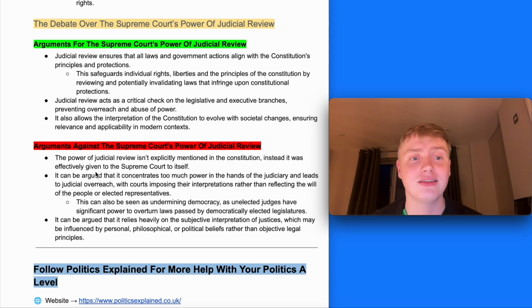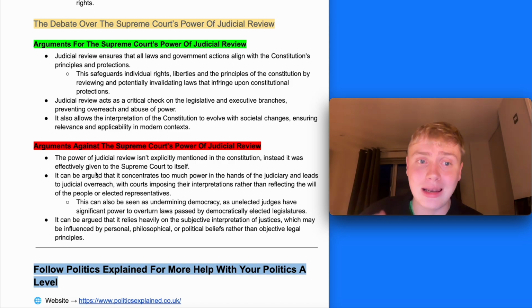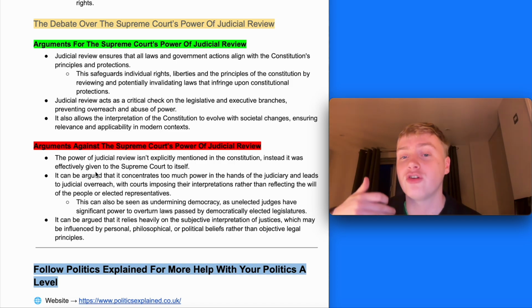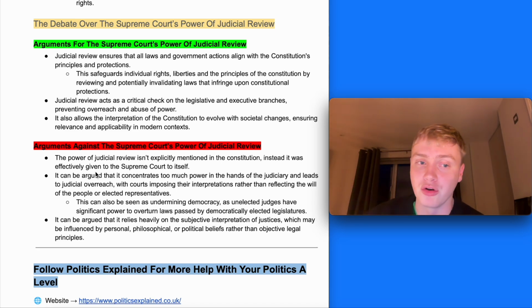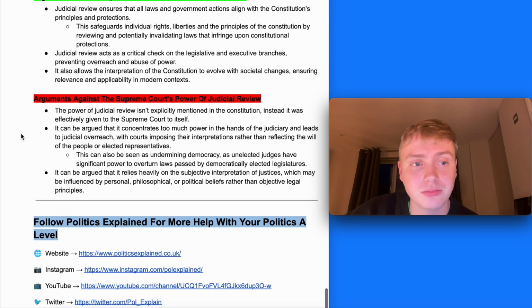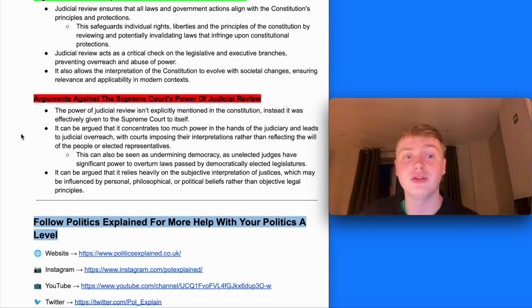Judicial review acts as a critical check on the legislative and executive branches, preventing overreach and abuse of power. Also, it allows the interpretation of the Constitution to evolve with societal changes, ensuring relevance and applicability in modern contexts, and that could potentially be seen in Brown v. Board of Education. On the other hand, there are a number of arguments against the Supreme Court's power of judicial review.